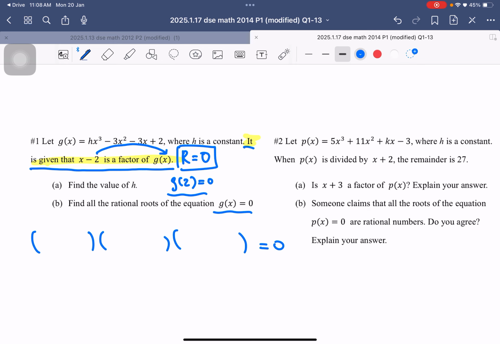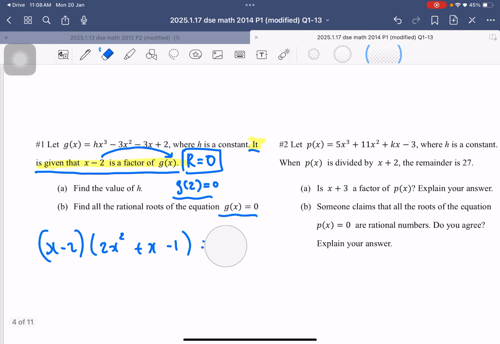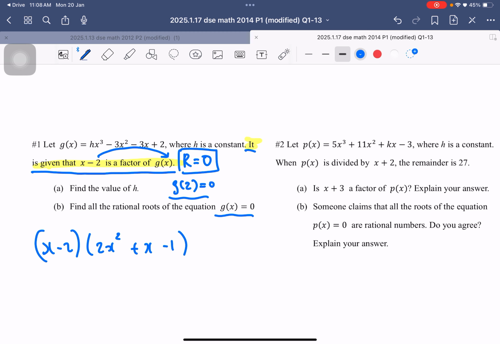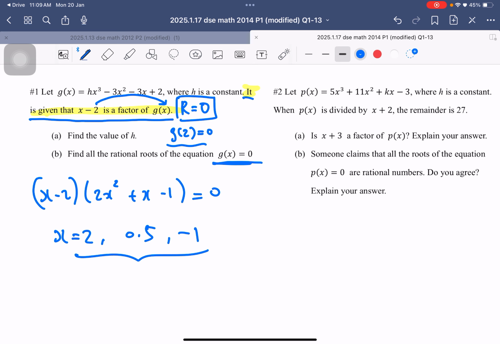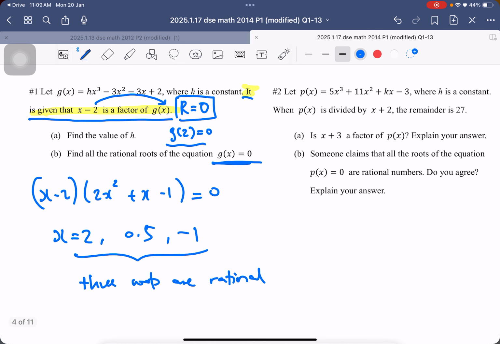So after you do this, you have x minus 2 times 2x squared plus x minus 1 is equal to 0. If you don't write this down, you just factorized it. But now they're asking to solve this equation. So equal to 0. Then you solve x is equal to 2, x equal to 0.5, x equal to negative 1. Then they need to say all of these 3 roots are rational. So do you agree? Because these 3 roots are rational, so I agree.